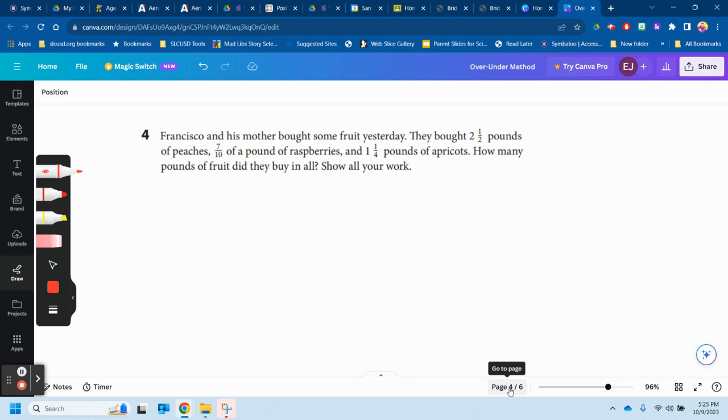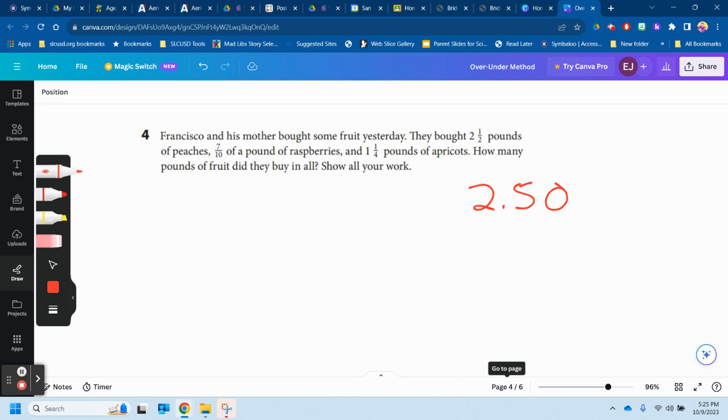When Francisco and his mother bought some fruit, they bought 2.5 pounds of peaches, 7/10 pounds of raspberry, and 1.25 pounds of apricots. So we all have different denominations, and right now in the book, we're comparing them all to money. We know that a half is 50 cents. So let's write it like money, even though it's pounds. We're going to write it as money and then convert it back to a fraction. 50 cents is 50 hundredths.